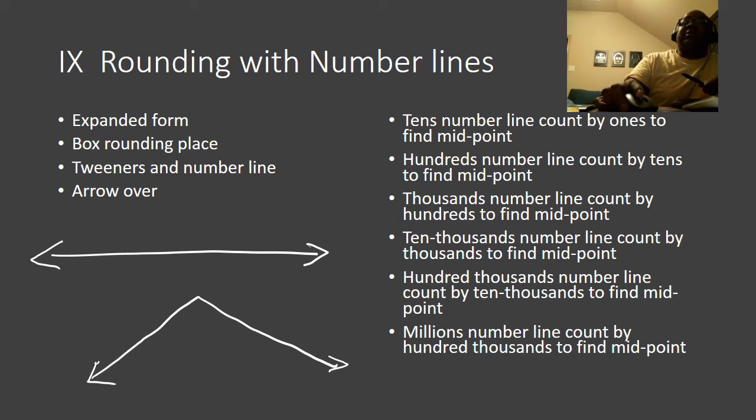If you have a tens number line, you're going to count by ones to find the midpoint. A hundreds number line, you're going to count by tens. Thousands number line, count by hundreds. A 10,000s number line, count by thousands. 100,000s, you're going to count by 10,000s. And millions, you're going to count by 100,000s. So make sure you have all of this written exactly the way you see it presented to you, and be economical and efficient with your use of space.